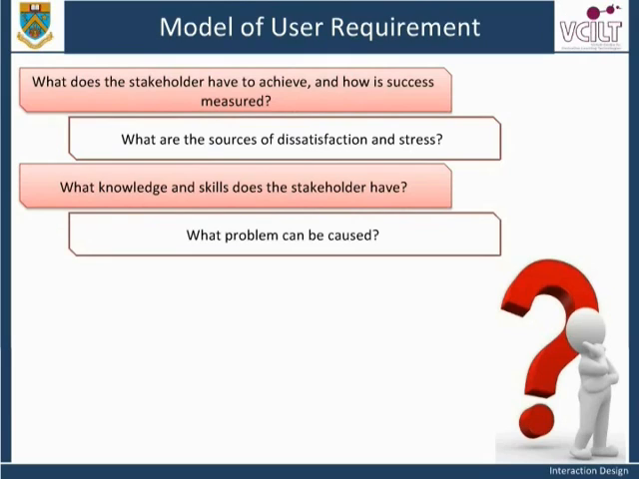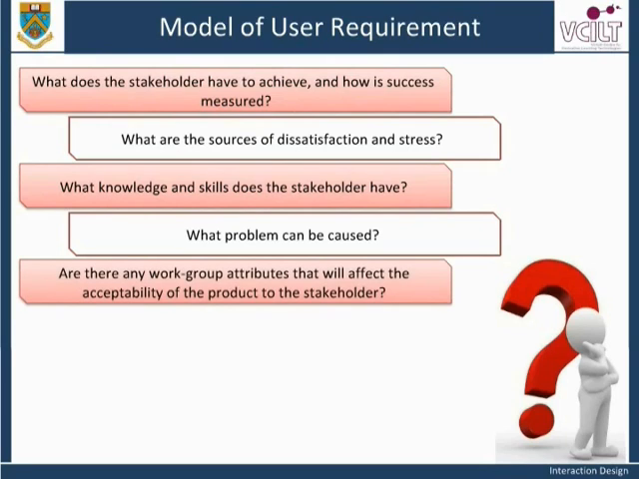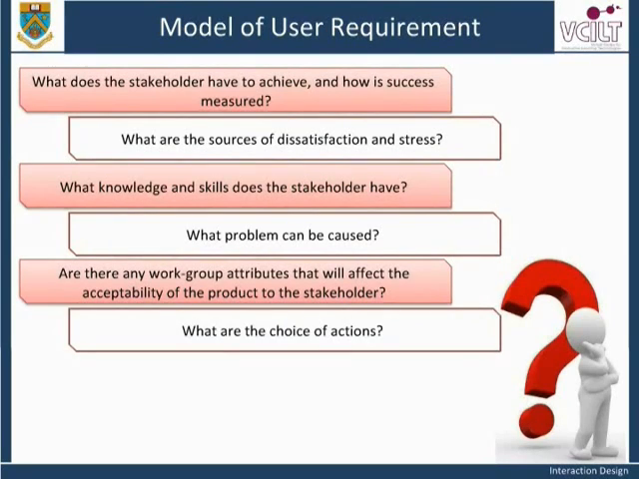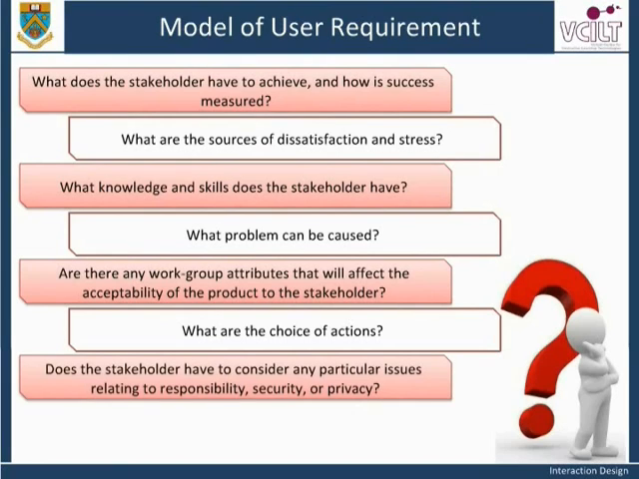What problems can be caused? E.g., the owner of a chain of restaurants may be a technophile whilst a chef may be a technophobe. This may well cause conflict in the introduction of new technology. Are there any workgroup attributes that will affect the acceptability of the product to the stakeholder? E.g., is there something about people who become waiters that will affect how well they accept the product? What are the choice of actions? E.g., a busy waiter will typically have to perform many fragmented tasks with high frequency in order to keep the diners happy. Does the stakeholder have to consider any particular issues relating to responsibility, security, or privacy?